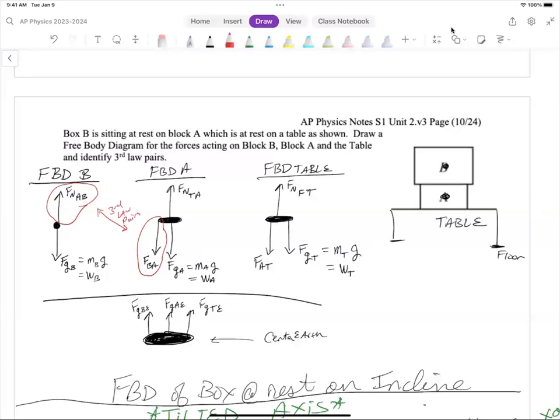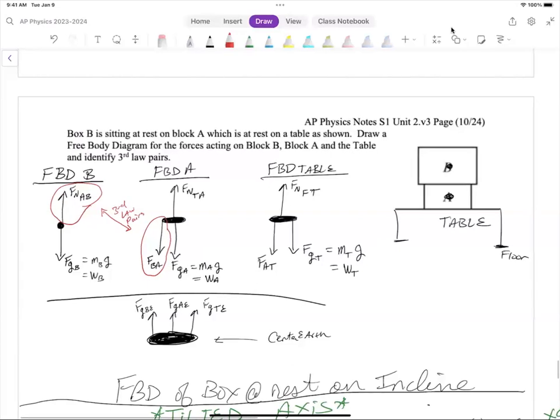Let me see how many pairs I can come up with here. 1, 2, 3, 4, 5. Based on how many free body diagrams I have, I can come up with 5 pairs. Let me count again. 1, 2, 3, 4, 5. Yep, I can come up with 5 pairs. Can you come up with 5 pairs? Good luck. We'll review when I get back.